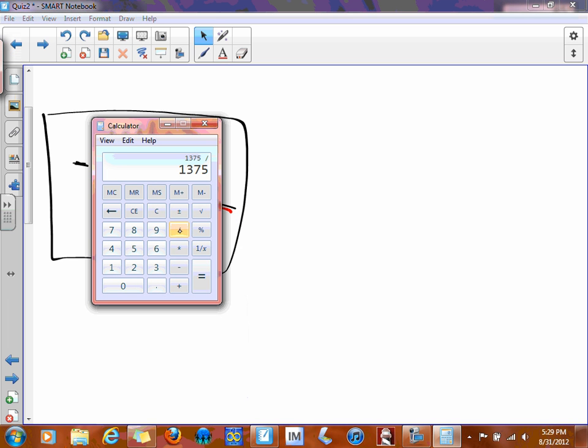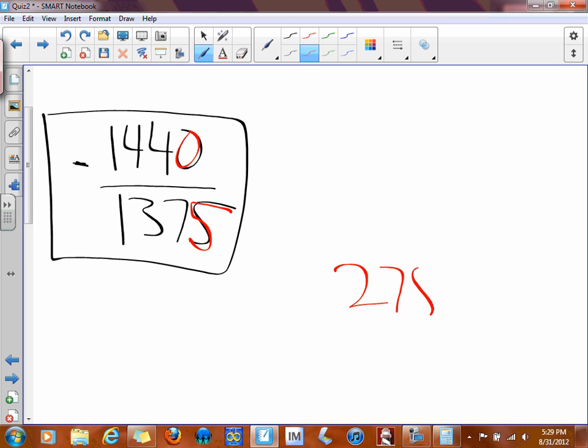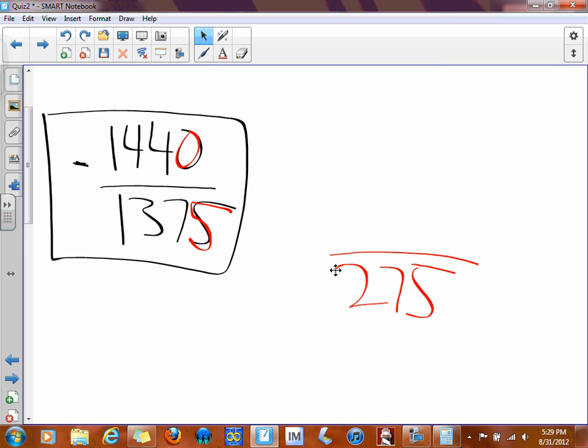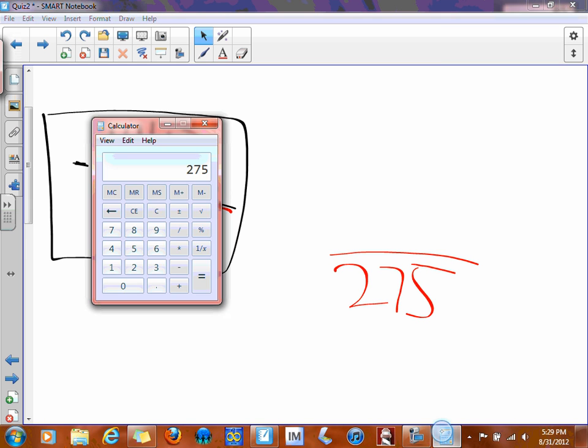Let's go ahead and do it. It's already there, set up for me. This technology is amazing. So the bottom is 275. And then on the top here is 1440. I'm going to divide that by 5 too. Divide that top. Oh, wait.